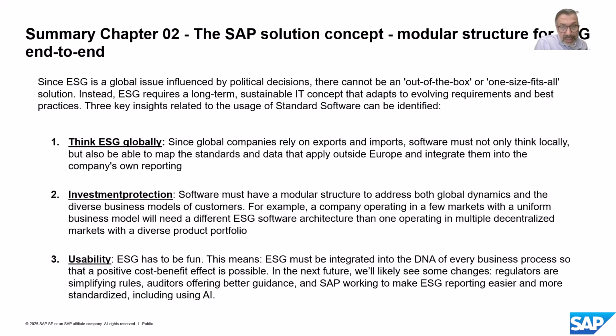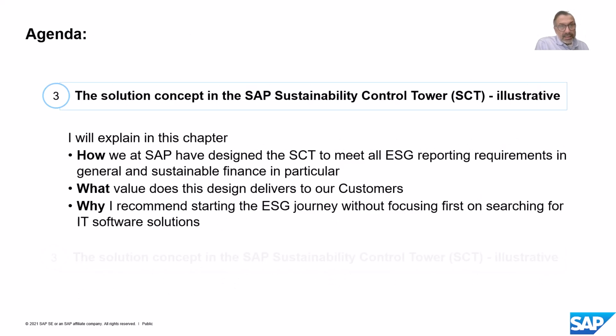And in the near future we will likely see some changes. On the one hand, we see that regulators are simplifying rules. There is this great movement in Europe to harmonize rules. On the other hand, we see auditors offering better and better guidance to their clients, and we as SAP are working to make ESG reporting easier based on technology, and of course, really importantly, based on the capabilities of artificial intelligence. This brings me to my last chapter, the solution concept of the sustainability control tower.